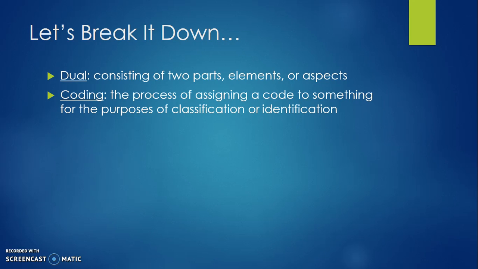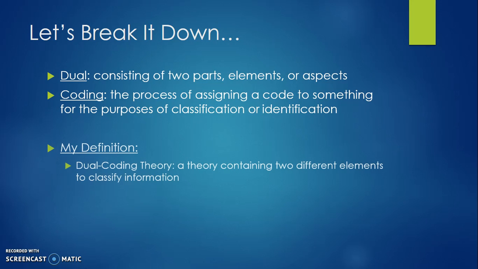So what I tried to do was make my own definition from just breaking down those words. And here's what I came up with for dual coding theory: it is basically a theory containing two different elements to classify information. So that was the definition that I had come up with before I had even looked at the real definition.